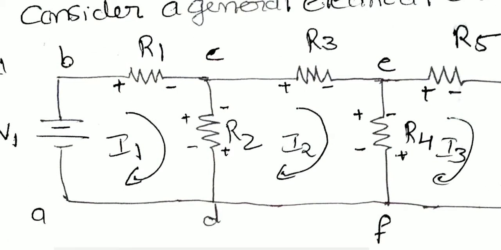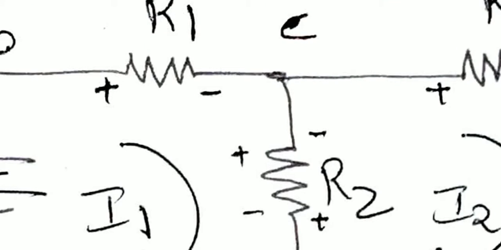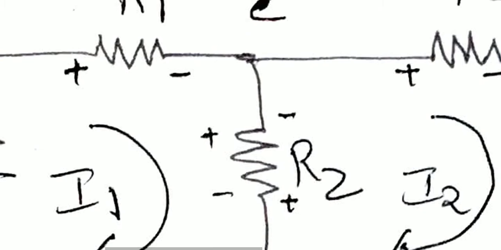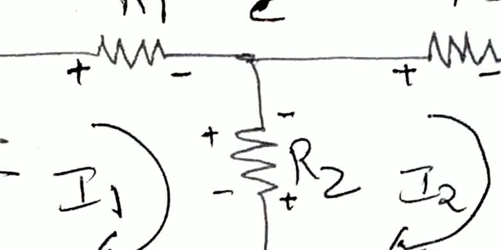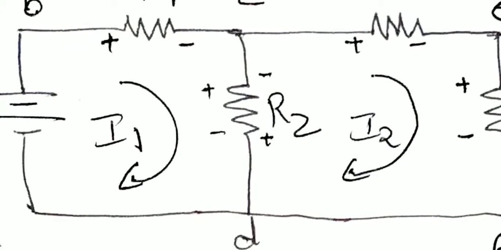The voltage across a resistance is I into R. The voltage across R1 is I1 into R1. At the R2 resistance, two currents are flowing: one is I1, another one is I2. If I am applying KVL to mesh 1 and going in the direction of I1, then I1 will be positive and I2 is negative. By seeing the direction we can see that I1 is positive and I2 is negative. The current through the R2 resistance is I1 minus I2.